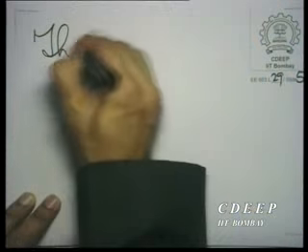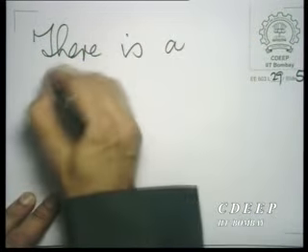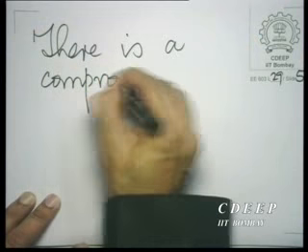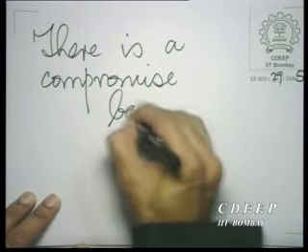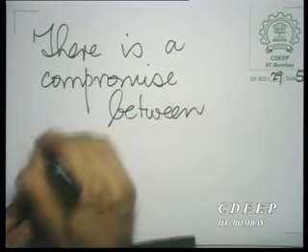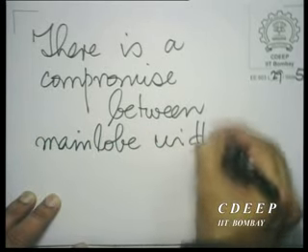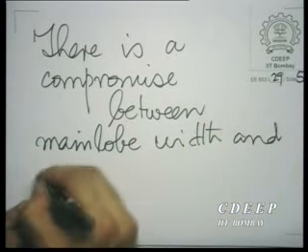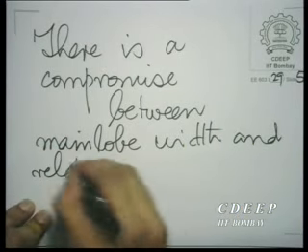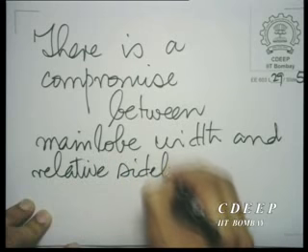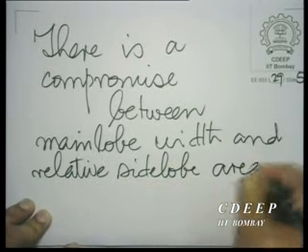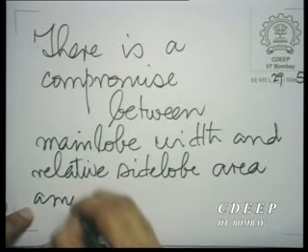So the next point that we had seen in the previous lecture is that there is a compromise between main lobe width and relative side lobe area among windows.